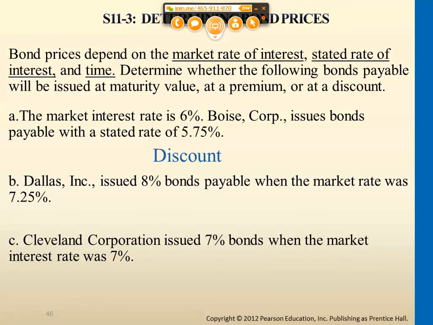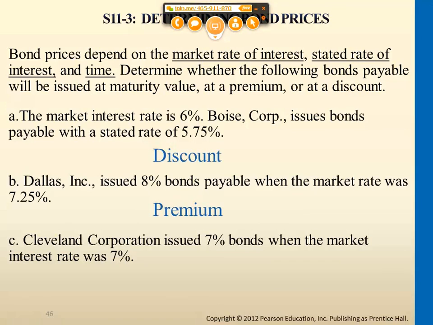Okay, what about the second case? The second case is the opposite of the first one, so it will be a premium, because the market rate is 7.25% and your company is able to offer an interest rate of 8%. So from a creditor's perspective, they will want to lend money to the company, because they can get more than, on average, what other companies in the industry offer.